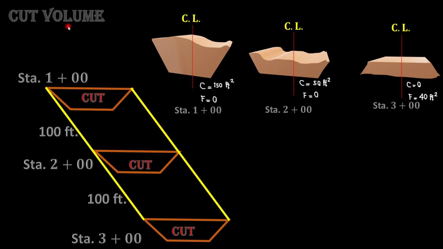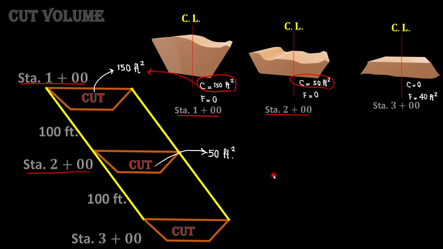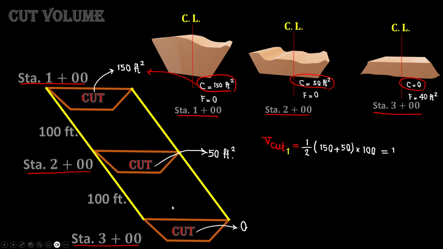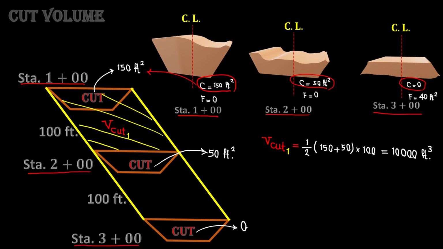Let's solve the cut volume first between these 3 stations. Station 1 has a cut area of 150 feet squared. Station 2 cross section has 50 feet squared, and the last has a 0 cut. To do the volume calculation, the first one is the cut volume between station 1 and 2, and that's this part. We call it V cut 1, or volume 1 cut.